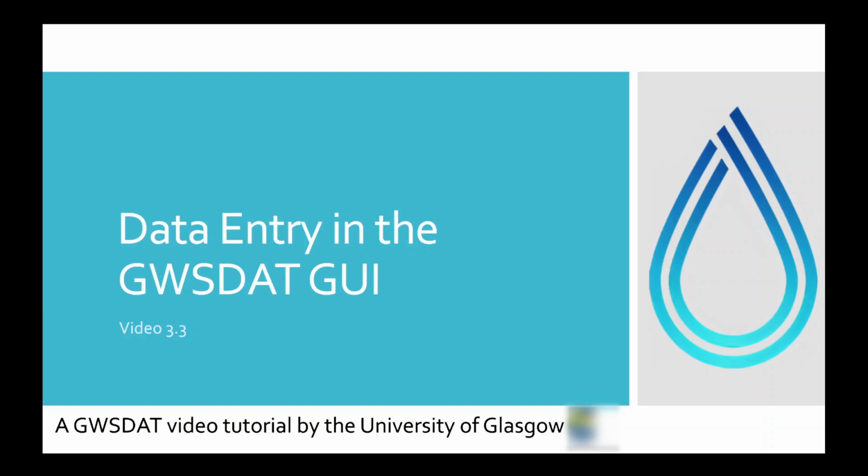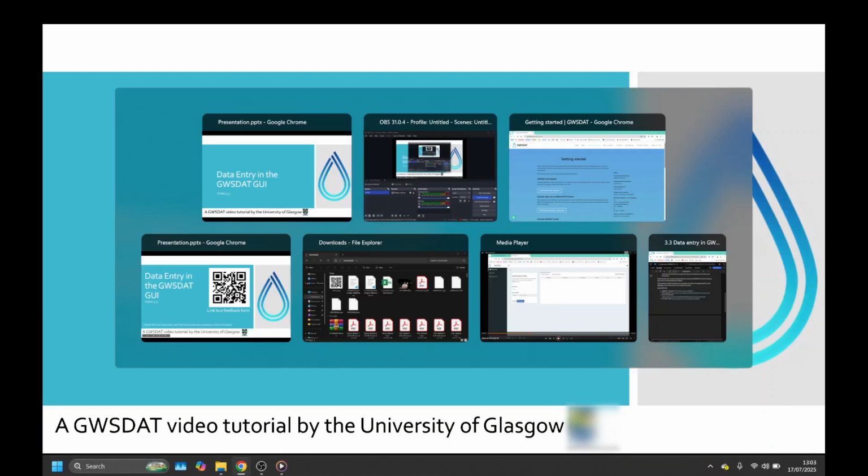Today we're going to be covering data entry in the GWSDAT Web GUI. This video specifically covers the entry of data into the GWSDAT website/GUI. The data entry here is for people entering data via either the online version, the Shiny, or the R package. There are two built-in datasets, basic and complex, that are preloaded into the GUI.